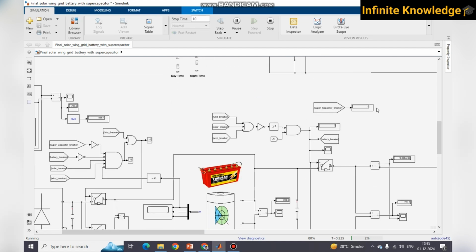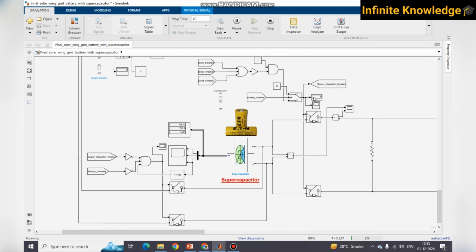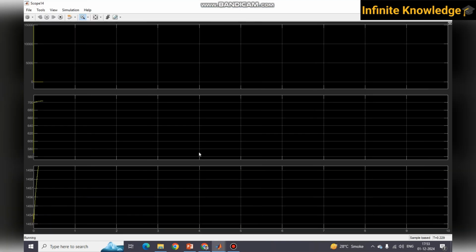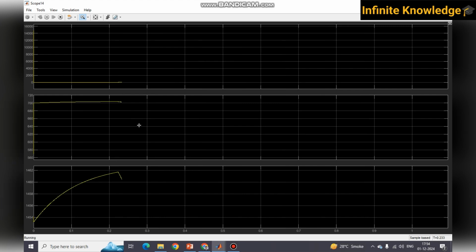My supercapacitor breaker is on, and the battery breaker is off. You can see here the supercapacitor breaker is on, this one is on, and the total power is supplied by the supercapacitor. Now, if you want to check the spikes that are coming, you can see here. You can see how the battery is discharging.